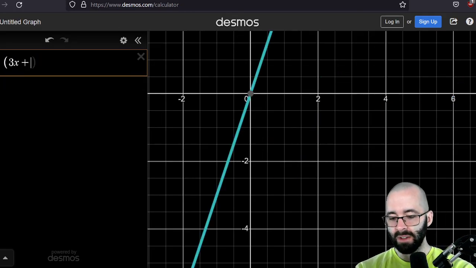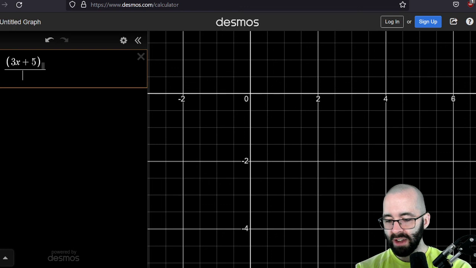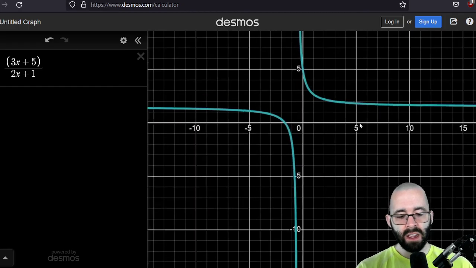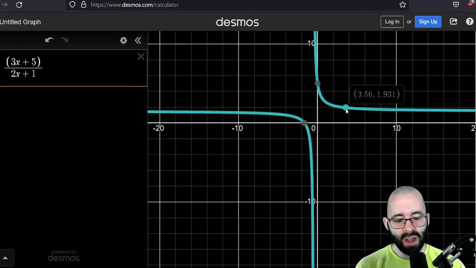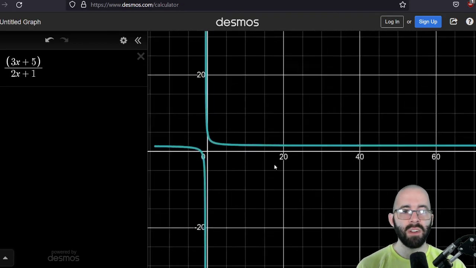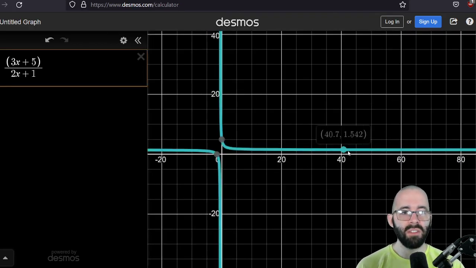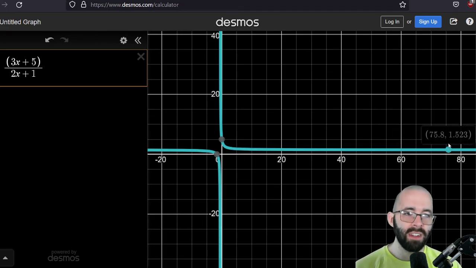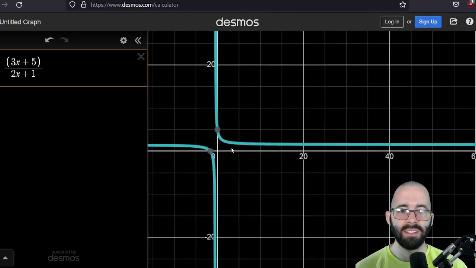Let's see if I'm lying to you. 3x plus 5 divided by 2x plus 1. As x goes really far to the right, what's happening to the y values? Well, let's zoom out a ton. What's happening to the y values? Kind of getting close to 1.5, 3/2. Okay.